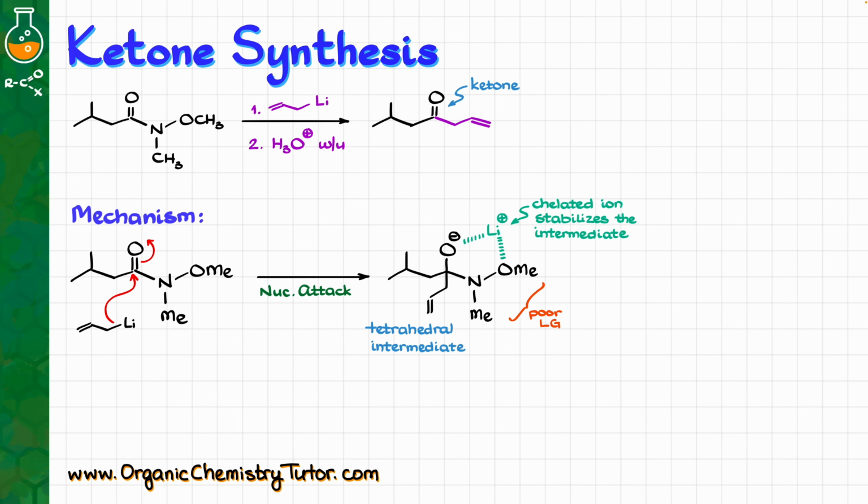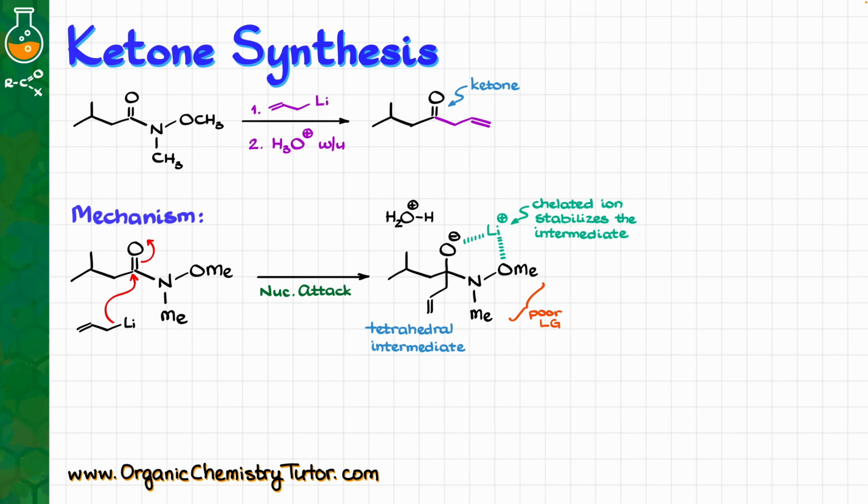Anyways, what's going to happen here, we are going to form this very stable complex, which is stable enough that it can even be isolated. And this is going to stabilize the tetrahedral intermediate, so the leaving group dissociation is not going to happen. And instead, we're going to go straight into our acidic workup.